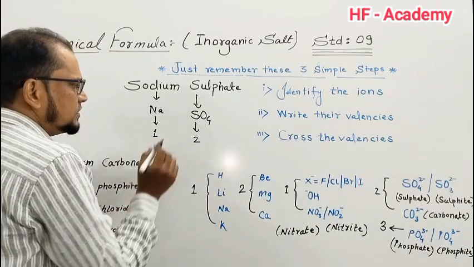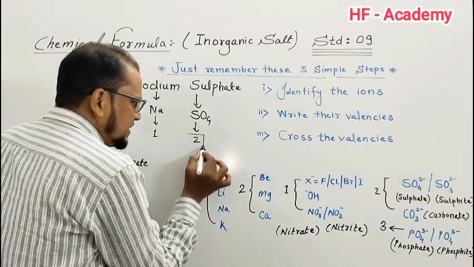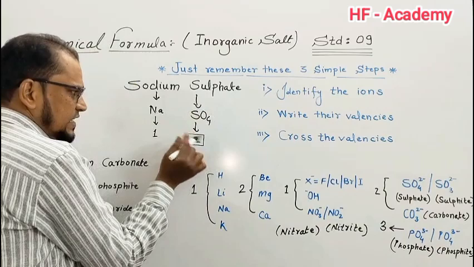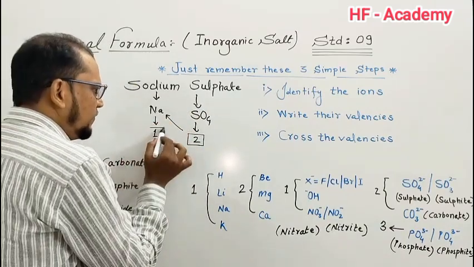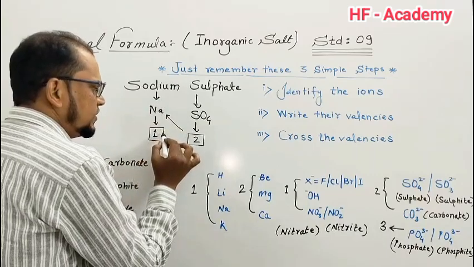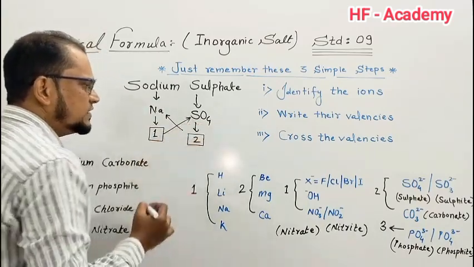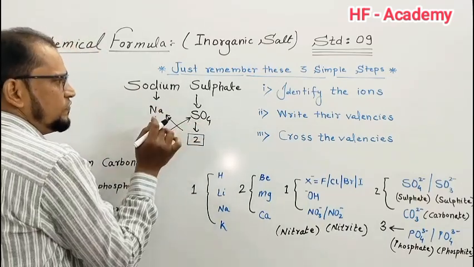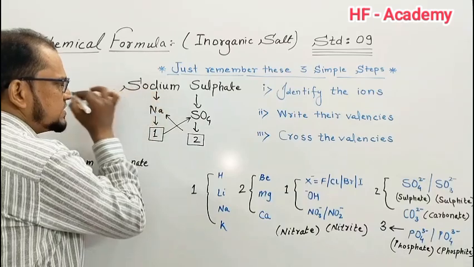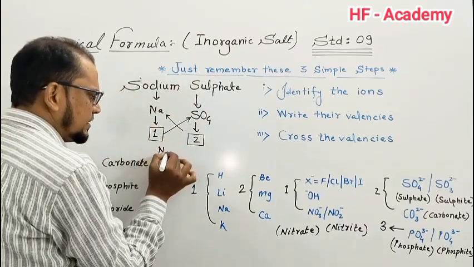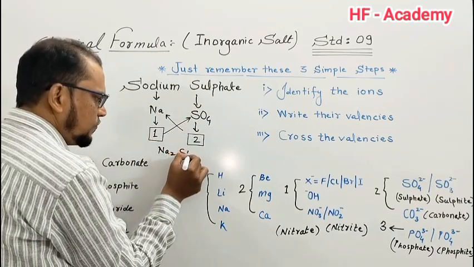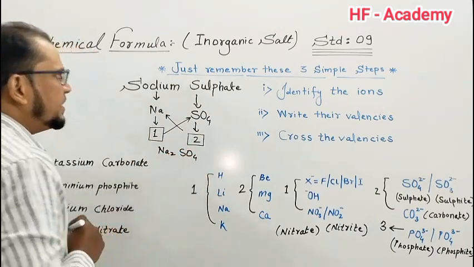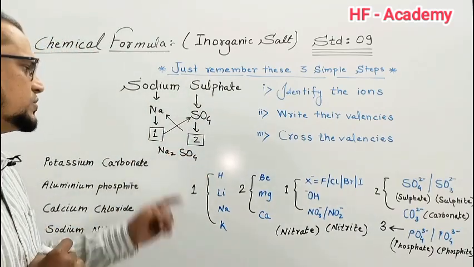So we have to cross the valency: the valency of sulfate is equal to the number of sodium ions, and the valency of sodium is equal to the number of sulfate ions. So we'll write here the chemical formula of sodium sulfate like this: Na₂SO₄. So this is the chemical formula of the inorganic salt sodium sulfate.